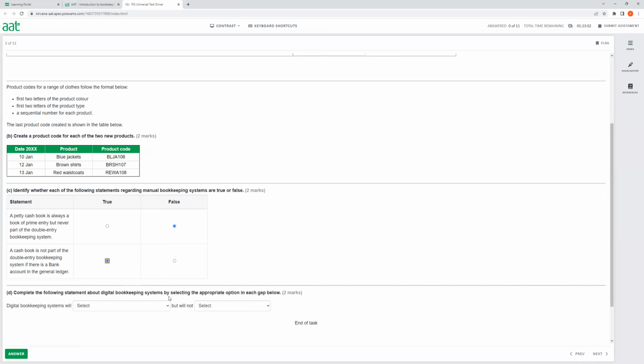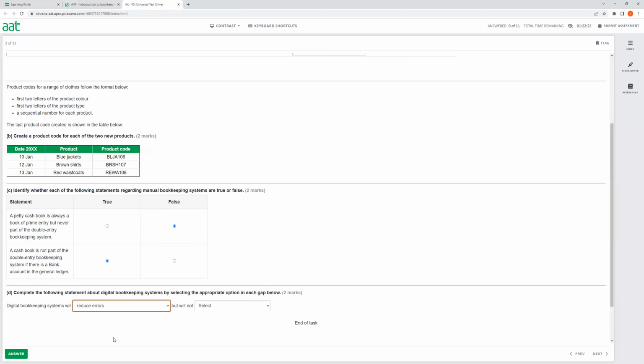Complete the following statement about the digital bookkeeping system by selecting the appropriate option in each gap below. Now, digital bookkeeping system means when you use software to do your debit and credit. For example, if you use Xero, or QuickBooks, or any other system you use to do your bookkeeping. So digital bookkeeping system will prevent, no, it never prevents. Remember that you can still make a mistake even if you use software. So it will reduce the error because it will show you some sort of warning. For example, if you already entered invoice number 100, and you try to make another invoice 100, it will give you a warning.